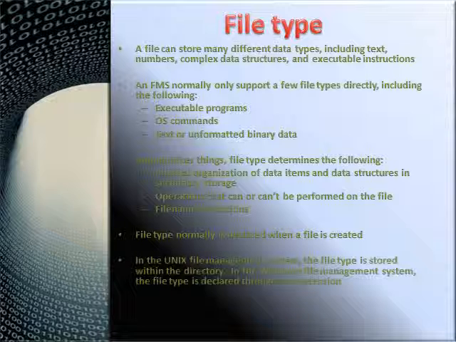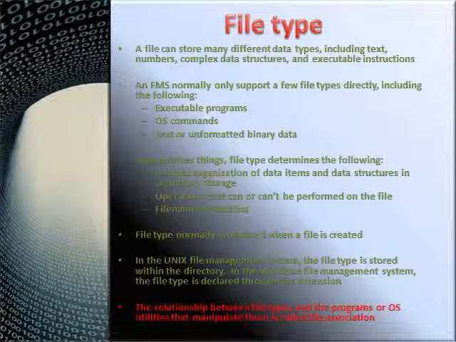In the Unix file management system, the file type is stored within the directory. In the Windows file management system, the file type is declared through the extension. The relationship between file types and the programs or OS utilities that manipulate them is called file association.